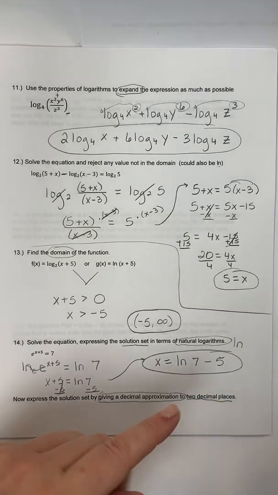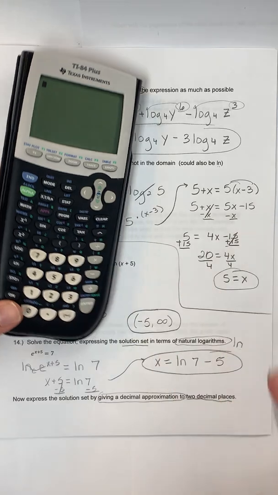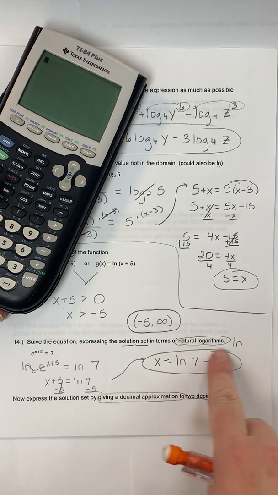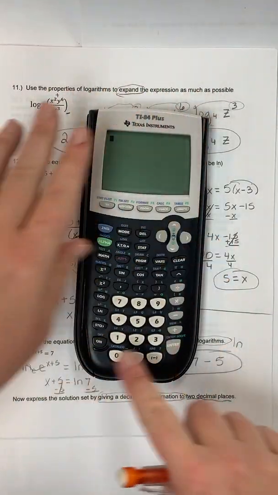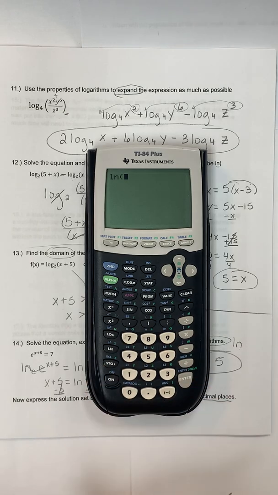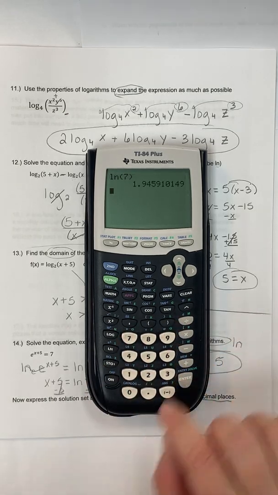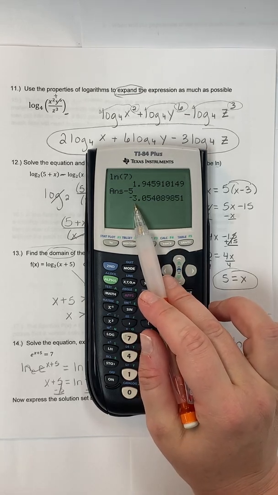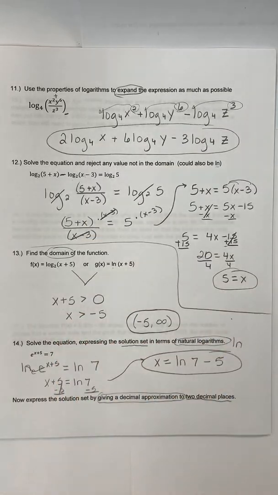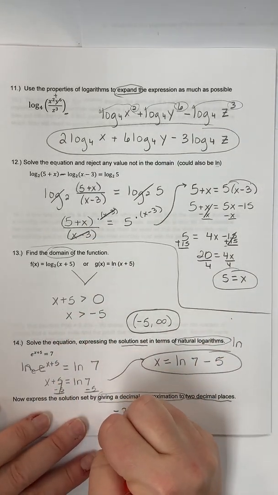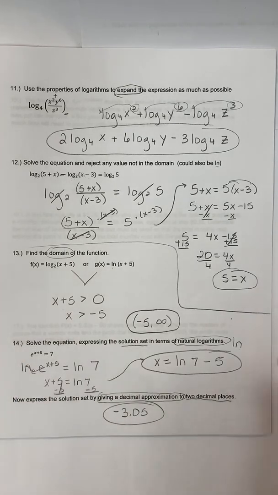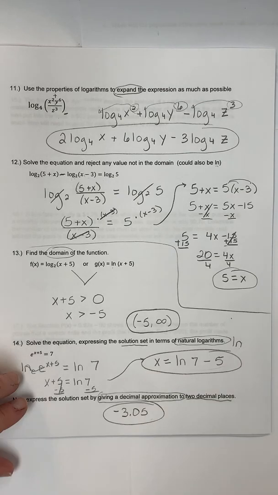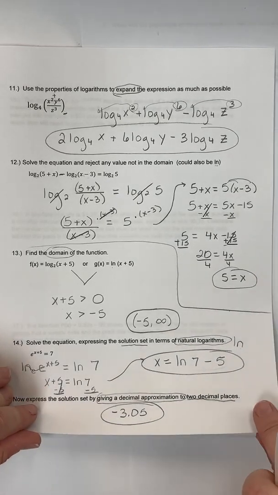All right, if I were to give a decimal approximation, I would still have to solve it. I still have to have this. But now I'm just going to put this right side in my calculator. So here we go. I'm going to put in ln of 7 minus 5. And then I would write negative 3.05. Okay. So regardless of which one of these you have, you still have to solve it. It's just if you have the calculator, put this into your calculator and come up with that. And that's your answer.